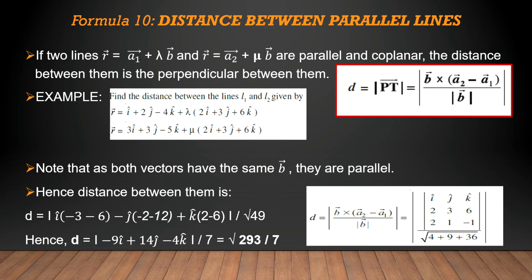So now we evaluate this determinant having 2, 3, 6 and 2, 1, minus 1. So you will get that expression divided by the denominator. Denominator is basically the magnitude of vector b, that is root of 2 square plus 3 square plus 6 square. So now when you put the values, you will get d is equal to magnitude of minus 9i cap plus 14j cap minus 4k cap upon 7. So what will be the magnitude of the numerator? Root of 9 square plus 14 square plus 4 square, which is root of 293 upon 7. So the shortest distance is root of 293 upon 7.